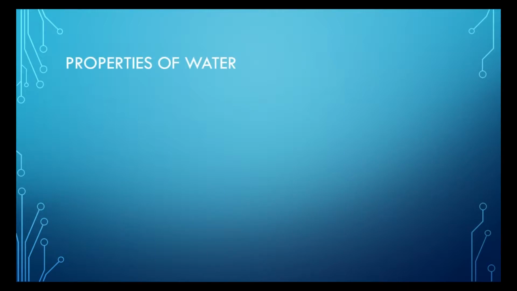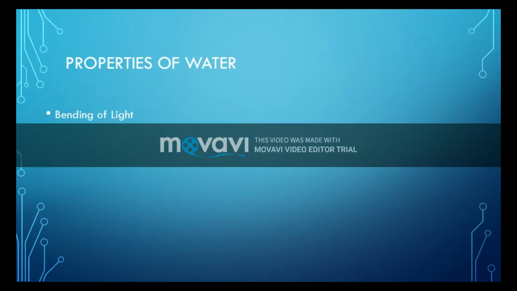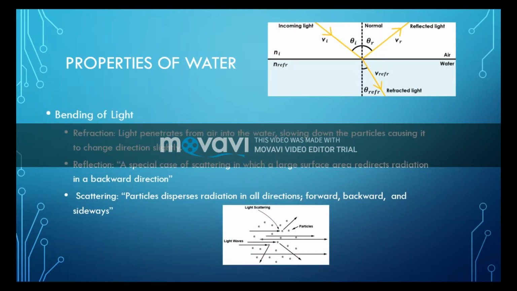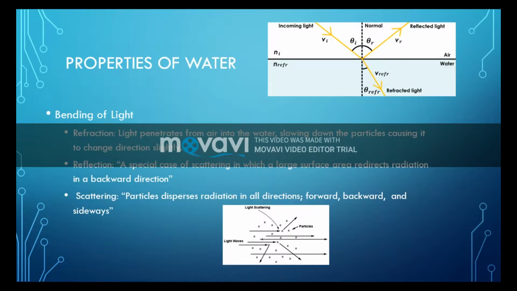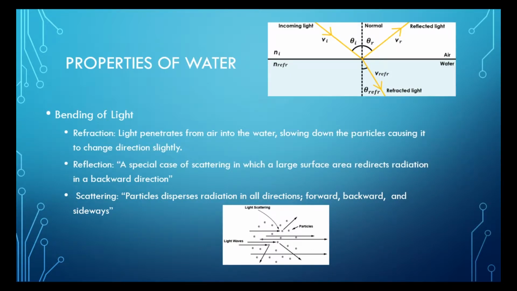So the first property of water that I will be talking about is the bending of light, which can be broken down to three different things, as I said before. And the first two, refraction and reflection, can both be seen as an example in the first figure above. So refraction is the light penetrates from air into the water, slowing down the particles, causing it to change direction slightly.